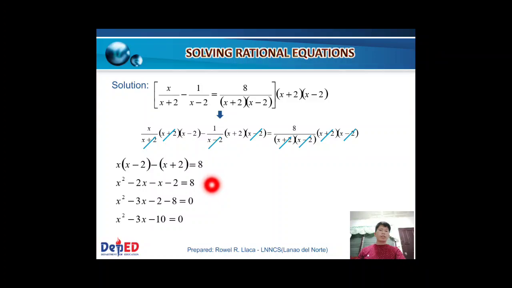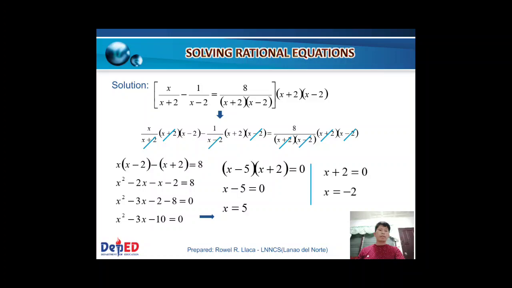Simplify. X times x equals x squared. X times negative 2 is equal to negative 2x minus x minus 2 equals 8. X squared minus 3x minus 2 minus 8 equals 0. Simplify. It becomes x squared minus 3x minus 10 is equal to 0. You are going to factor. The factor of x squared minus 3x minus 10 equals 0 is the quantity x minus 5 times x plus 2 equals 0.